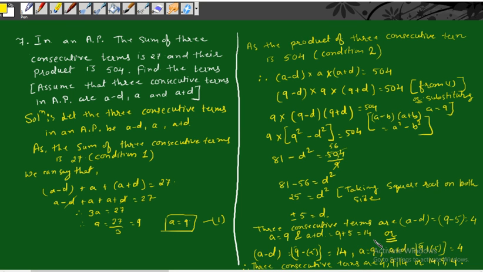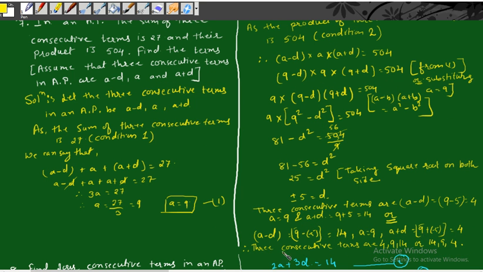And when I consider d as minus 5, the first term will be a minus d, that is 9 minus minus 5. So minus minus will be plus, so I'll get 14. Second term a, that is 9, and a plus d, that means 9 plus minus 5. Plus minus will be minus, so 9 minus 5 is 4. So the three consecutive terms are 4, 9, 14 or 14, 9, 4.